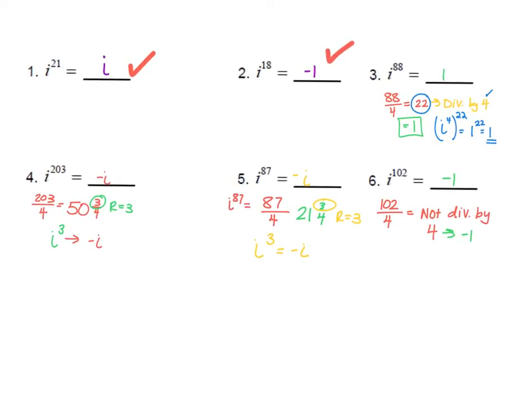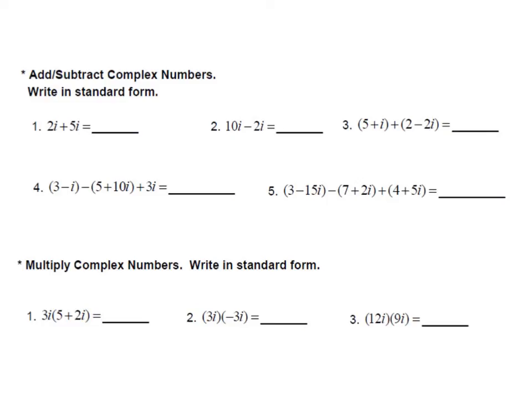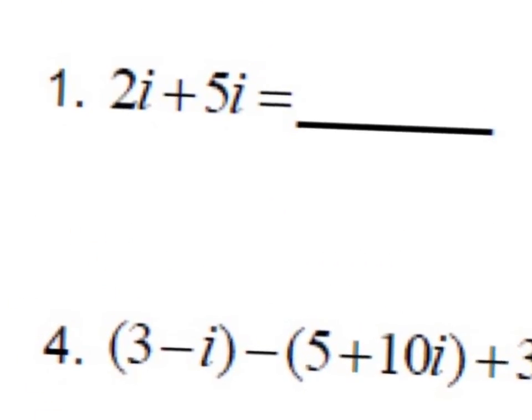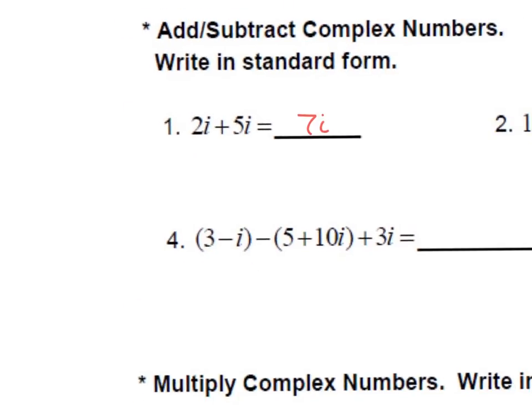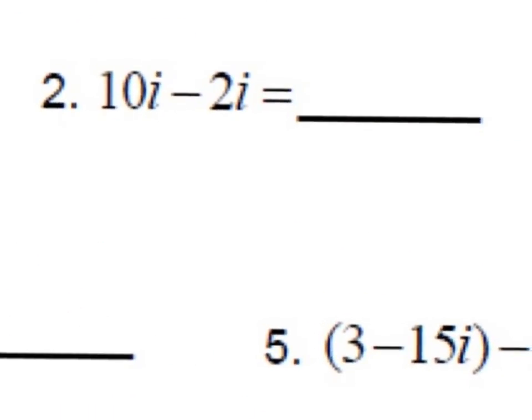All right, so that should help us out. And now I'm going to talk about the last part of the notes that we were supposed to get to. Guys, this is just operations with complex numbers. Essentially combining like terms, FOIL, all that fun stuff. I'm just going to do a couple examples. We treat i like a variable. So here, 2i plus 5i is just 7i. That's it. 10i minus 2i is 8i. Just like combining like terms.